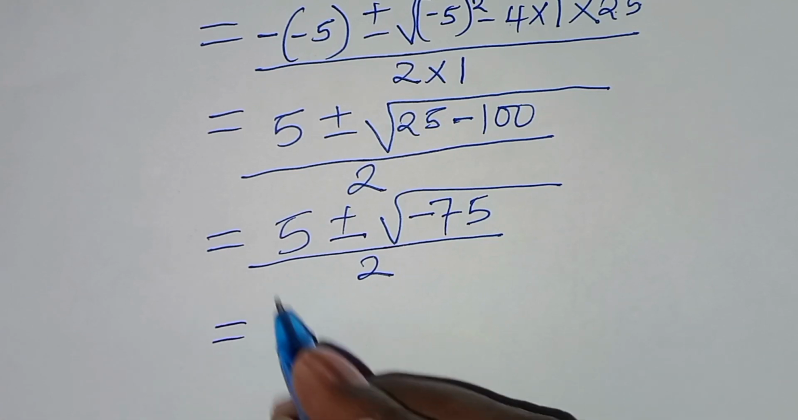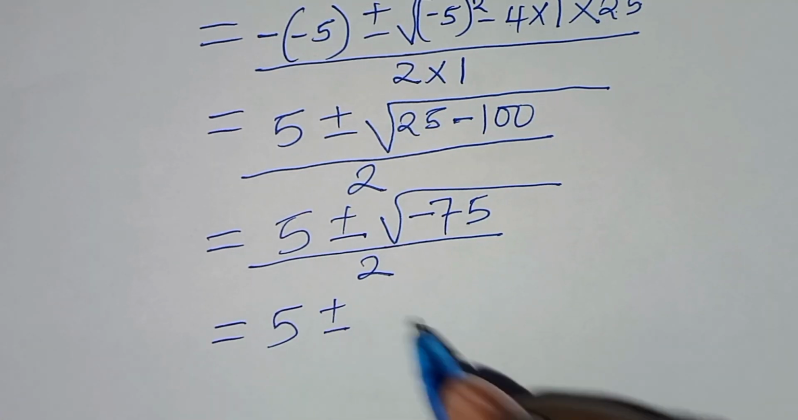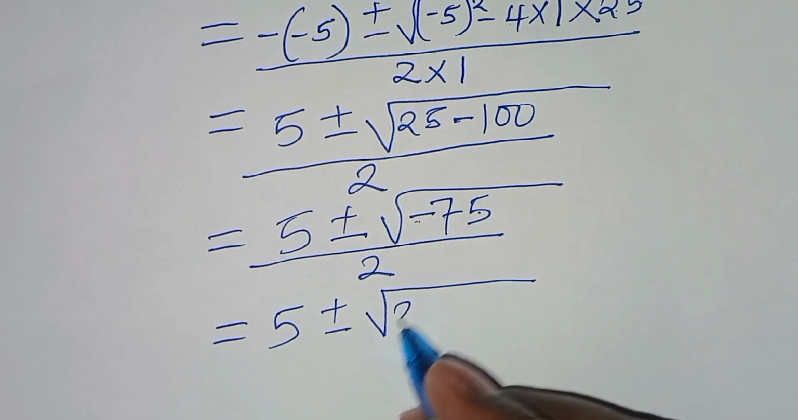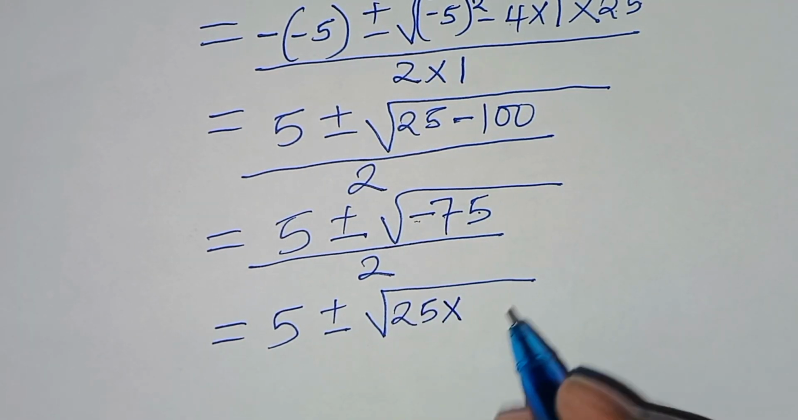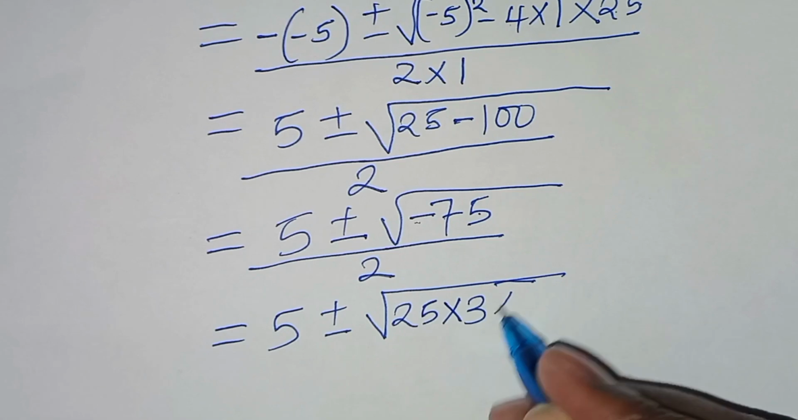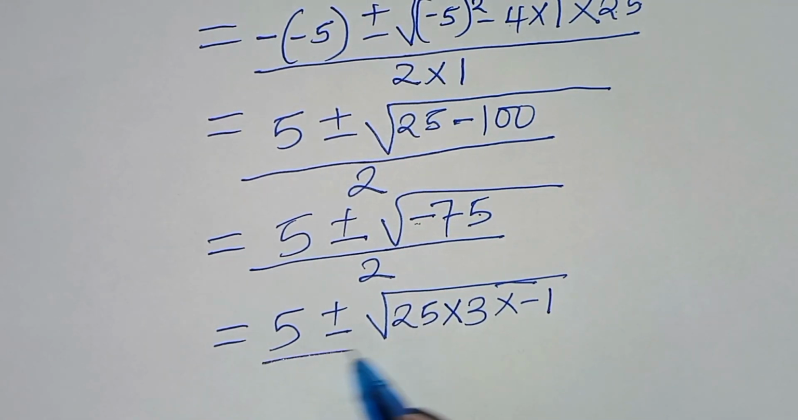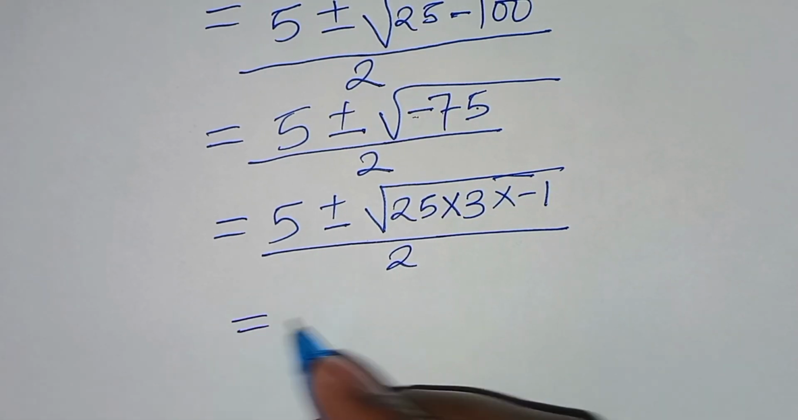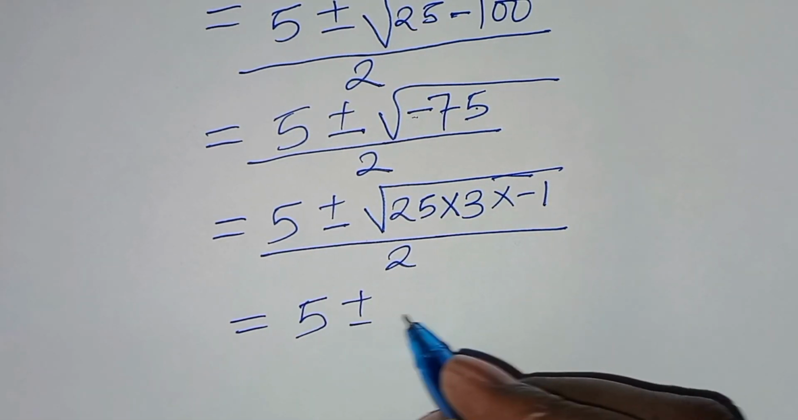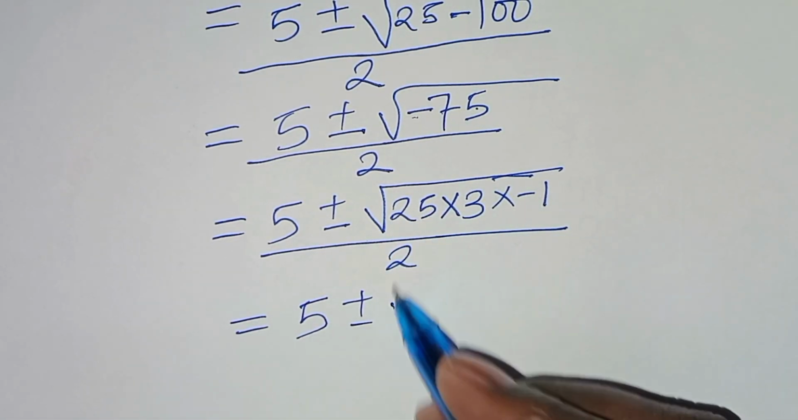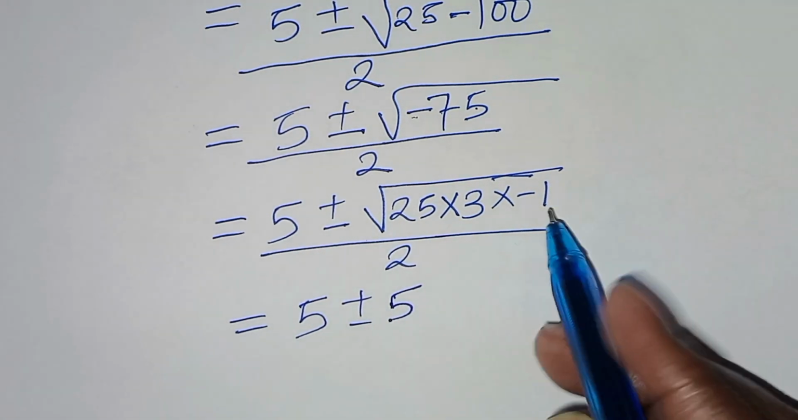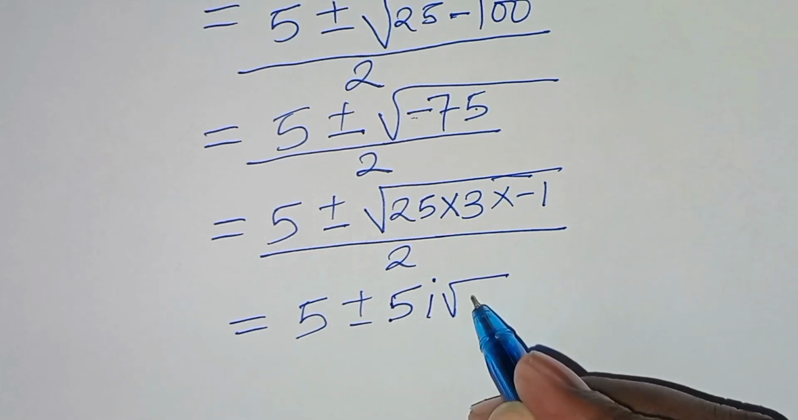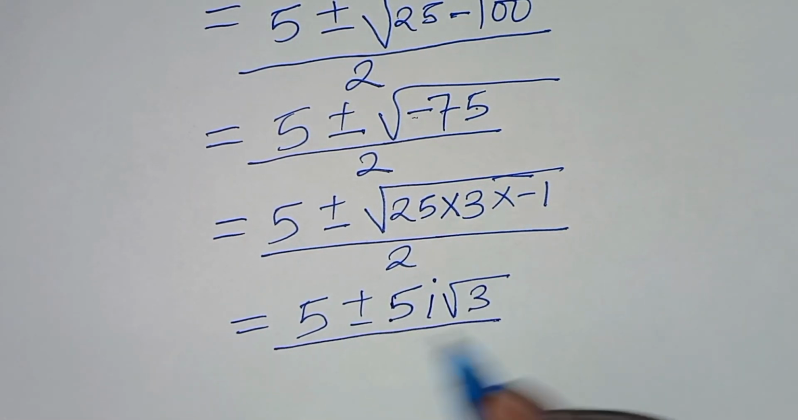So let's proceed here. This is 5 plus or minus, we can express the square root of negative 75 as the square root of 25 multiplied by 3 multiplied by negative 1, all this divided by 2. So that now here we'll have 5 plus or minus the square root of 25, this is actually 5, the square root of negative 1, this is i, and then we have the square root of 3, all this divided by 2.